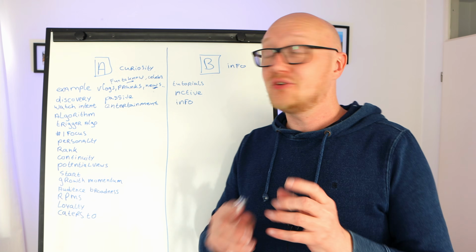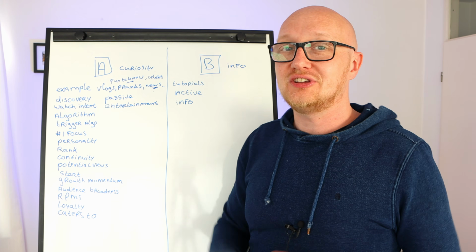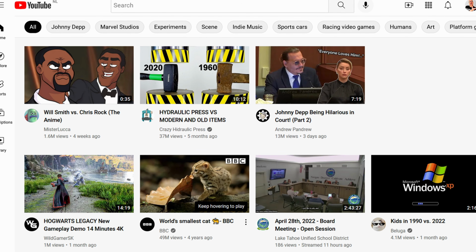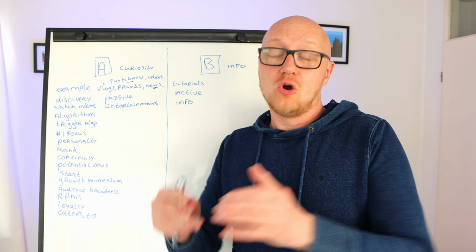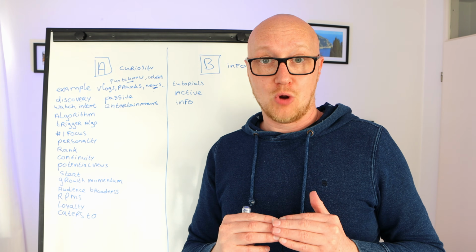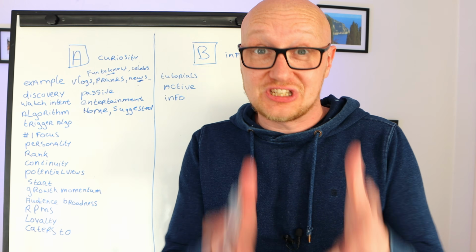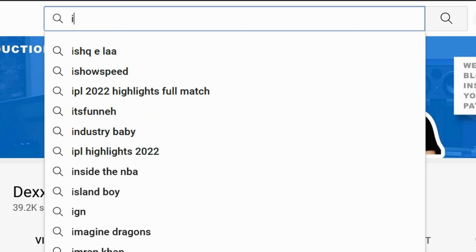Now, what algorithms come into play for the curiosity content? Those are YouTube Home, so the first page on YouTube, and YouTube Suggested. Those are the videos that are suggested next to a video on a video watch page on YouTube Desktop or below the video on YouTube Mobile. And when people want to have a specific piece of information, they go to YouTube Search.